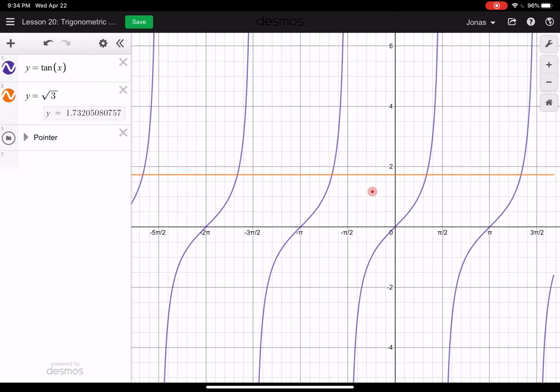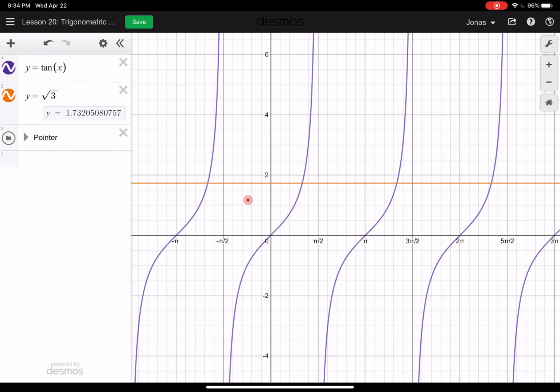Okay, so here's what we've got. In terms of angles x where tangent of x equals radical 3, we have a single one here, pi over 3. Then we have another one here, and another one here, and another one here, and they keep going to the right. And we also have another one to the left, and to the left, and to the left. They keep going to the left. And so how do we somehow capture all of this? How many of these angles are there?